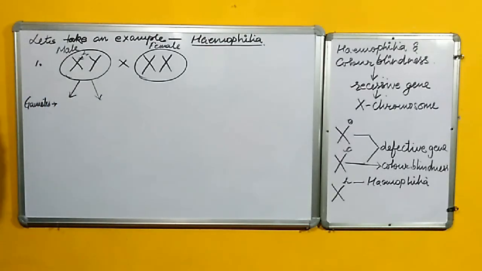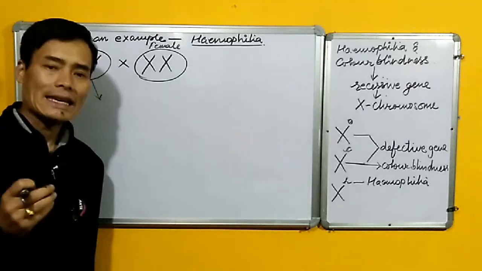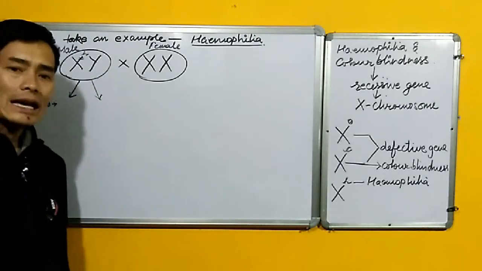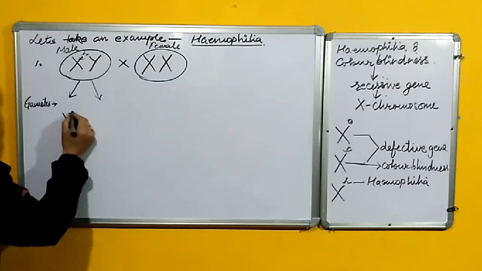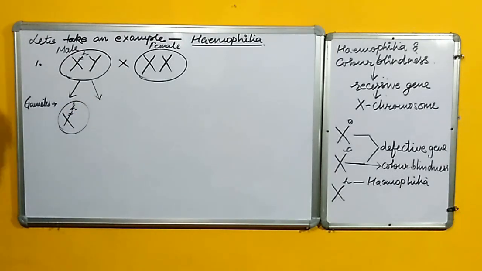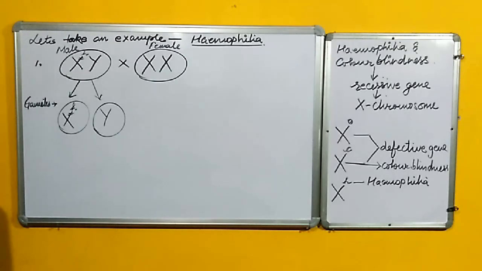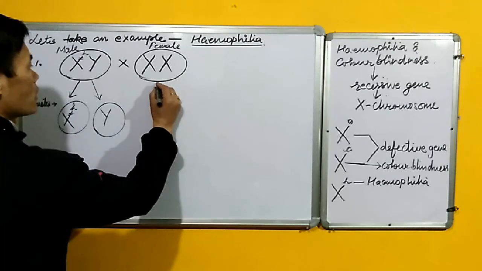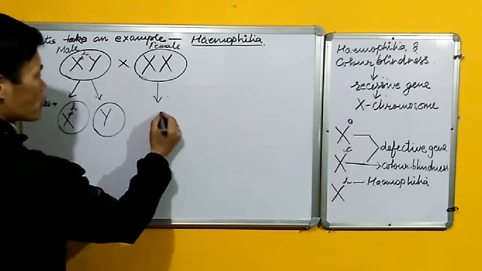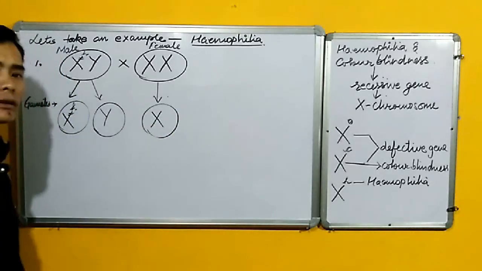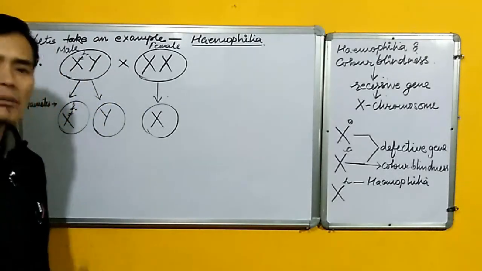The gametes produced by the male are of two types, because we know human males are heterogametic in nature. They produce two types of gametes. One of the gametes will have the X chromosome and the other gamete will have the Y chromosome. However, the female, that is the mother, is going to produce only one type of gamete, because we know females are homogametic. They produce gametes of similar kind.